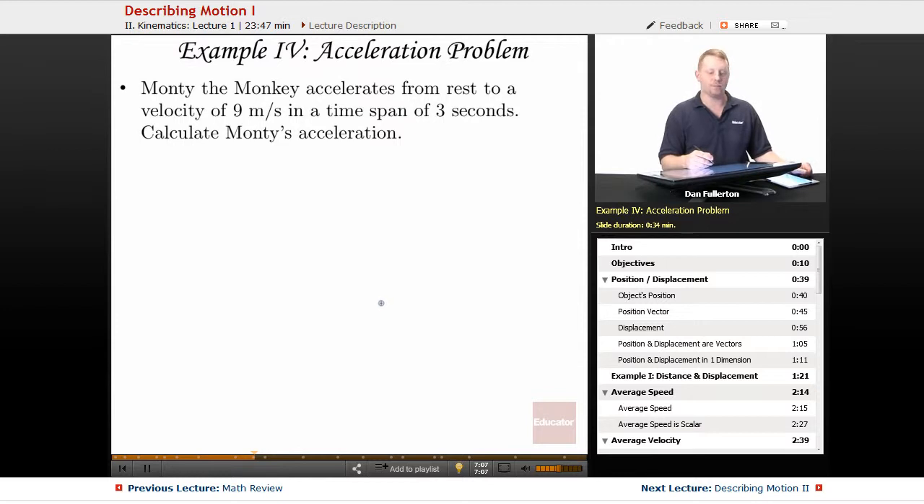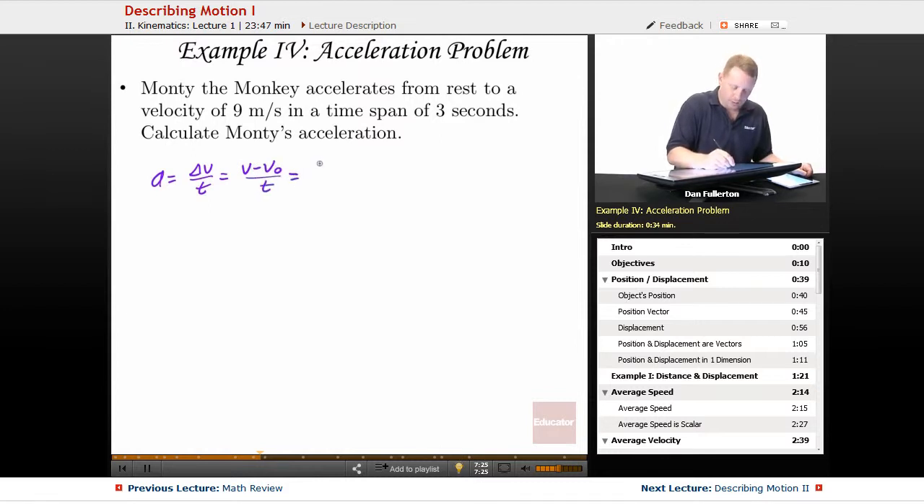Okay, acceleration problem. Monty the monkey accelerates from rest to a velocity of 9 meters per second in a time span of 3 seconds. Find Monty's acceleration. Acceleration is change in velocity divided by time. So that'll be final minus initial velocity over time, which is 9 meters per second minus 0 meters per second, all in 3 seconds, or 3 meters per second squared.